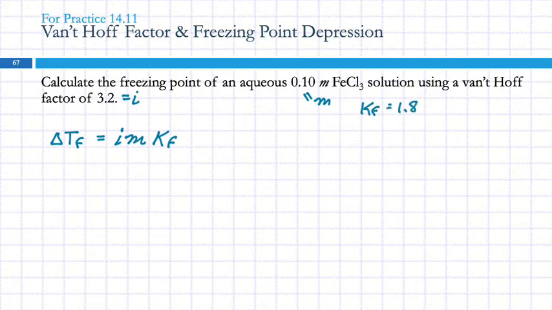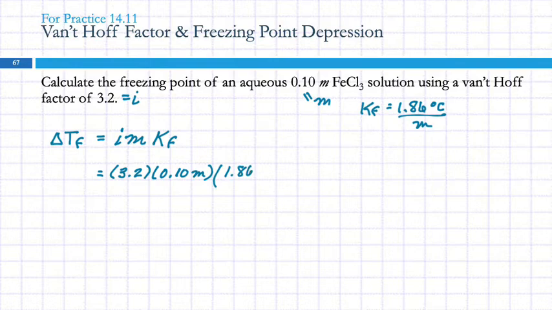Is it 1.82 or 1.86? 1.86. So you would have to go look that up on an exam. It would be given to you, or you'd be given a place to look it up. So the Van Hoff factor is 3.2. The molality is 0.10. And the freezing point depression constant, 1.86.